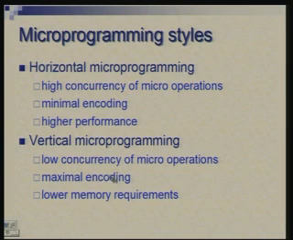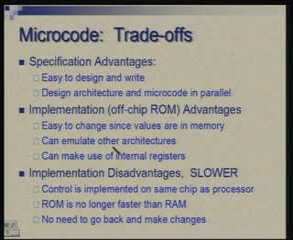So, a vertical approach would try to do a more compact encoding, and the idea here is to have low memory requirement, whereas in horizontal microprogramming the idea is that you do not lose performance. But on the whole, the microprogrammed approach versus non-microprogrammed, which in contrast is called hardwired approach or finite state machine based approach, what are the pros and cons?